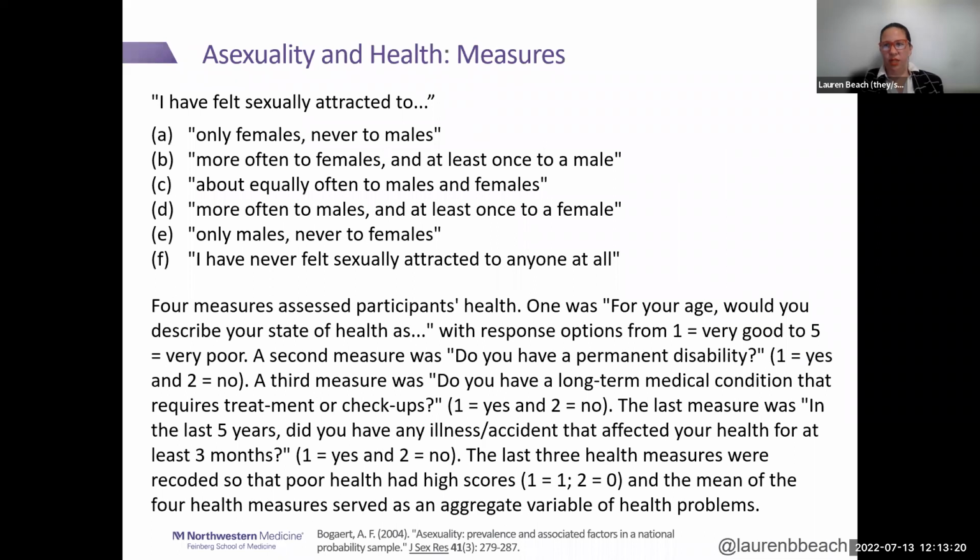If we go back to the Bogart study from 2004, they were looking at health from a very broad definitional perspective. So adding up items, looking at, for your age, would you describe your state of health as, from very good to very poor? Do you have a permanent disability? Do you have a long-term medical condition? Kind of like looking at chronic conditions here. And then in the last 5 years, did you have any accident or illness that affected your health for at least 3 months? The last 3 health measures were recoded so that poor health had high scores, and the mean of the 4 health measures served as an aggregate variable of health problems.